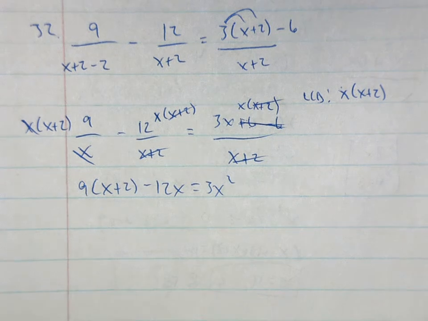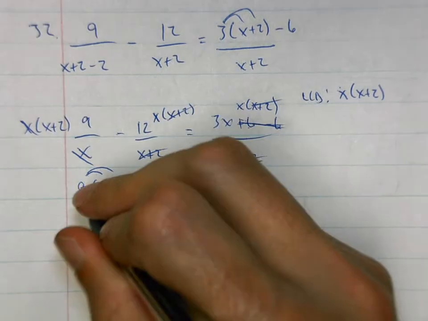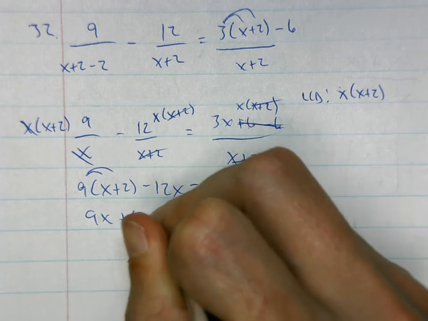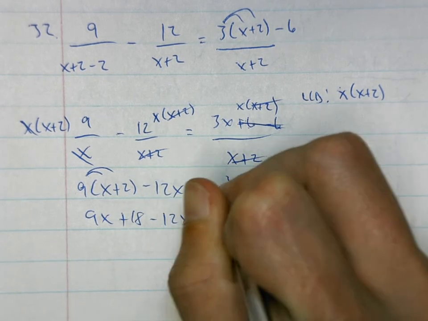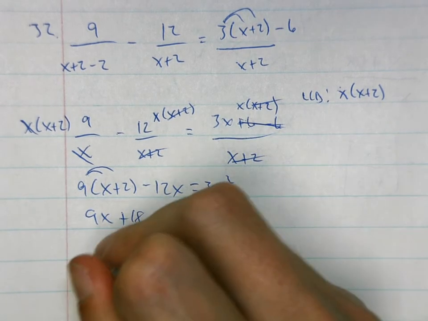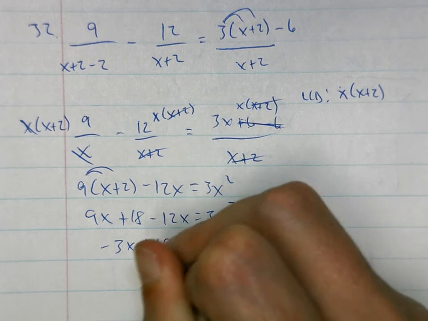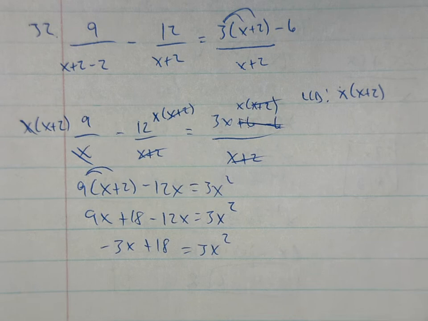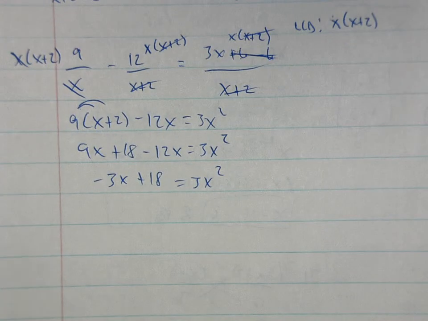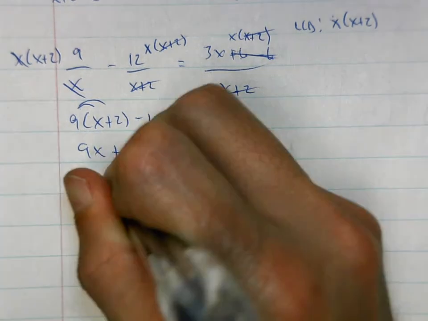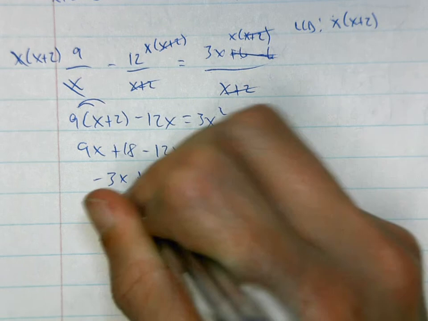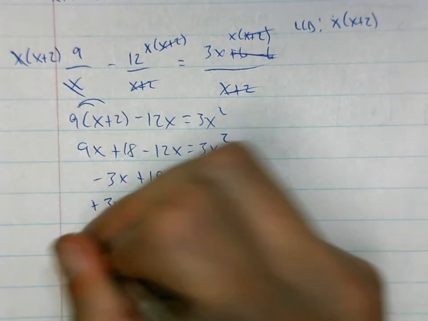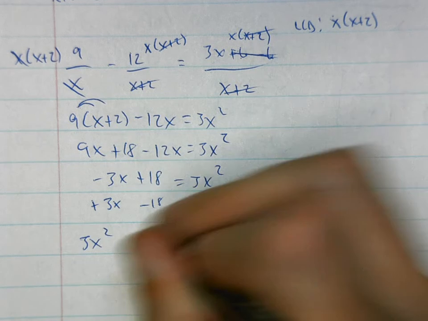Distribute. 9 times x is 9x. 9 times 2 is 18. Minus 12x equals 3x squared. Combine like terms. Negative 3x plus 18 equals 3x squared. Move everything over to one side because we need to set this equal to 0. So add 3x to both sides. Subtract 18 from both sides. And I get 3x squared plus 3x minus 18 equals 0.